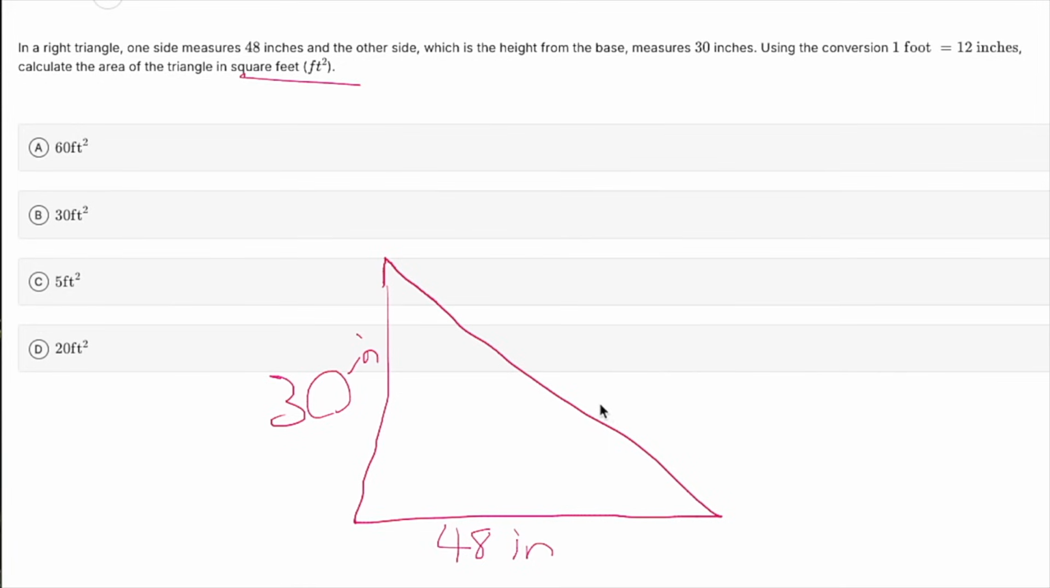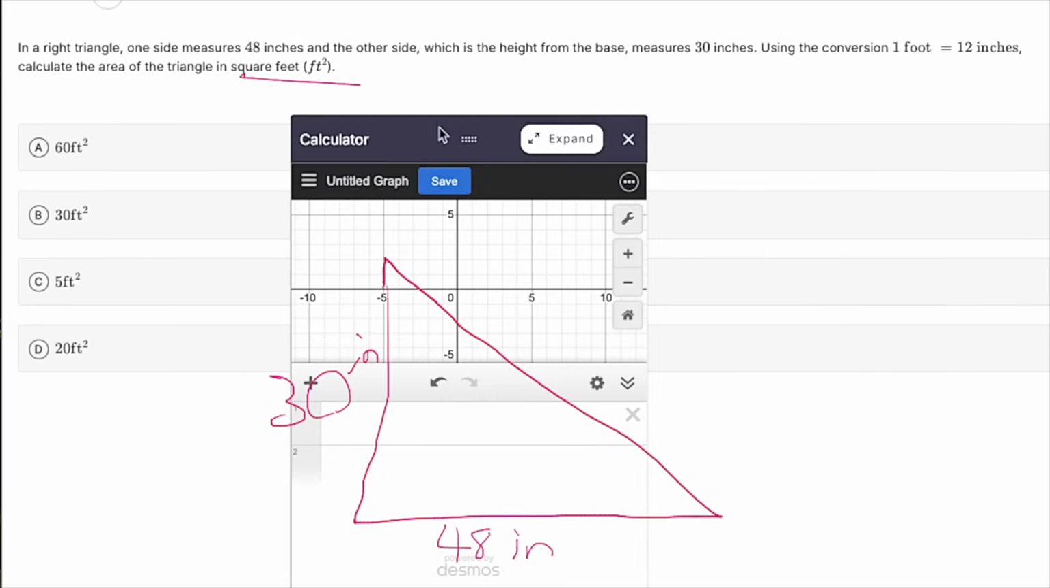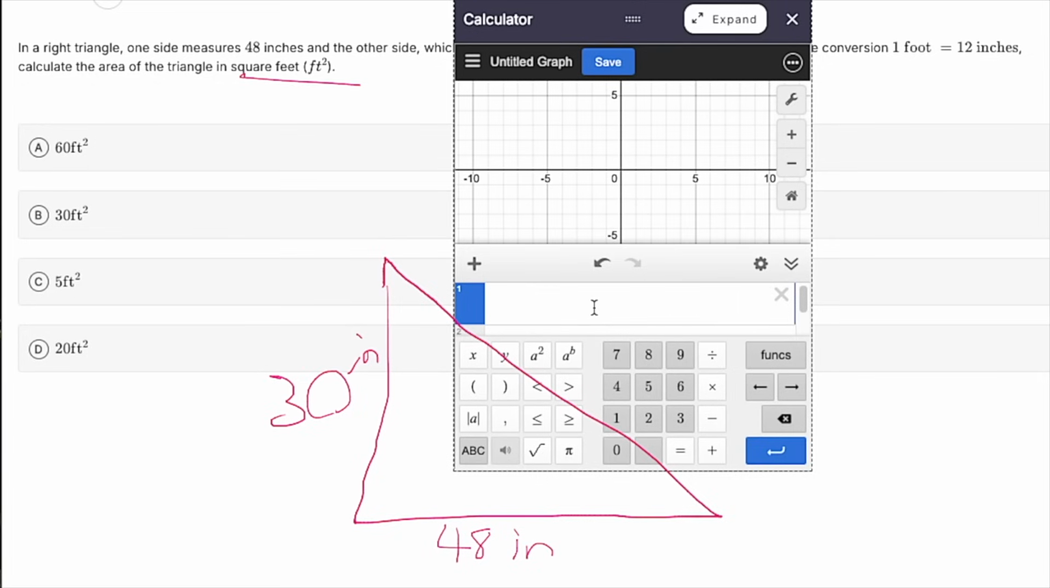But we want to convert that into feet. So there's a couple things we could do. We could either calculate this and then divide by 12 squared, because we're talking about square feet, not just feet, or we could convert this to feet and then just calculate it. I think I'm going to go the first route. I'm going to get my area, and then I'm going to divide by 12 squared. So I'll grab Desmos, because why not? And we have BH divided by 2 as our formula. So we would have 30 times 48 divided by 2. And then that would be our area in inches. But then that needs to get divided by 12 squared, which will give us 5, which is our answer.